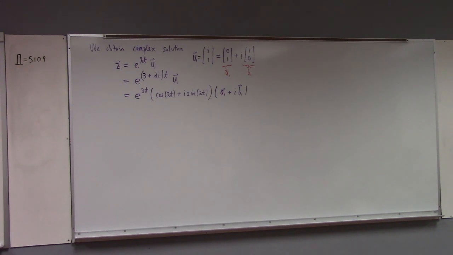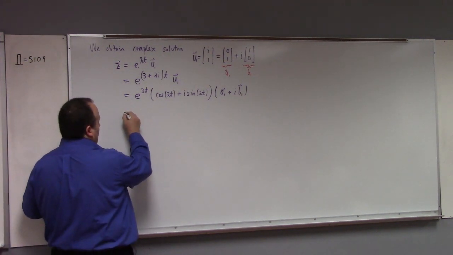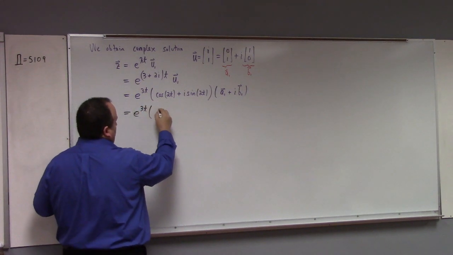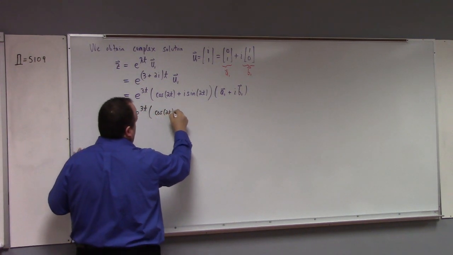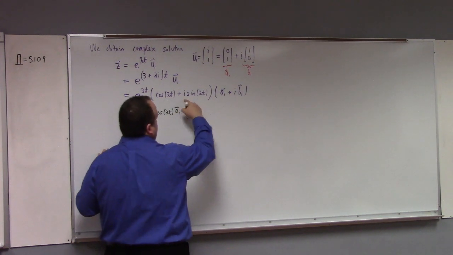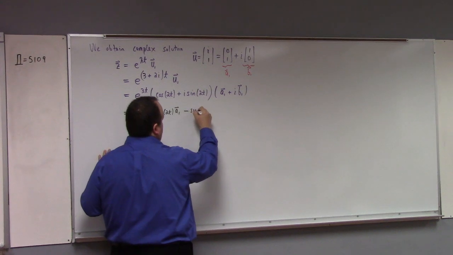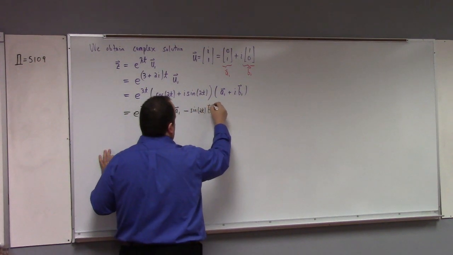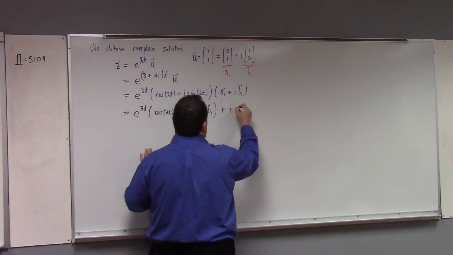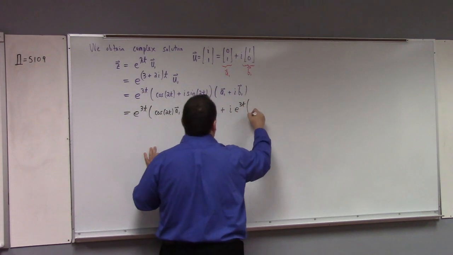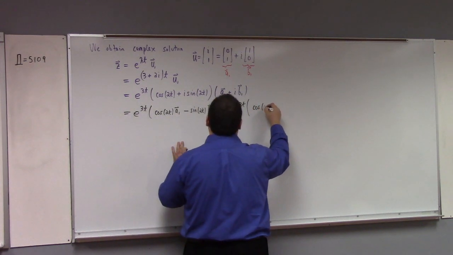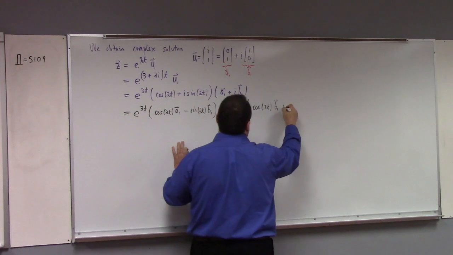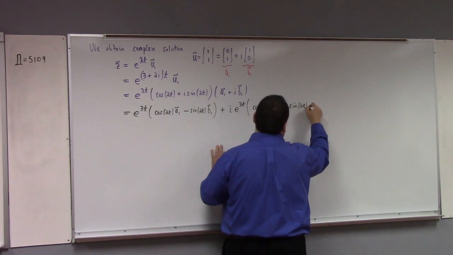Okay, so this is a complex solution. Last time I argued that every complex solution gives us a pair of real solutions. So multiply this out, what do you get? We've got e to the 3t. And then we've got ourselves a cosine of 2t a1. And then i times i is minus 1, so we get minus sine of 2t b1, plus i times e to the 3t. And here we get cosine of 2t b1 plus the sine of 2t a1.